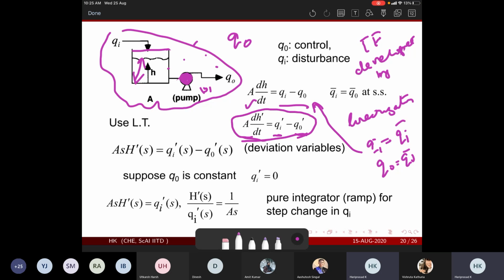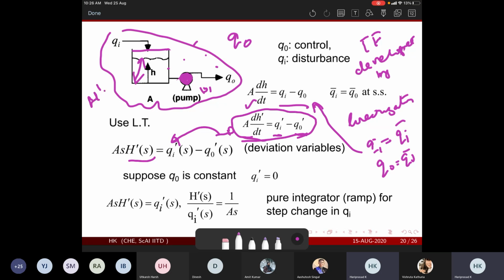I hope this is very clear. We have done this exercise multiple times. Any questions here? Okay, so now what shall we do? This is an ODE. We should go to the Laplace domain. So A times s into H'(s), where H'(s) stands for the Laplace transform.